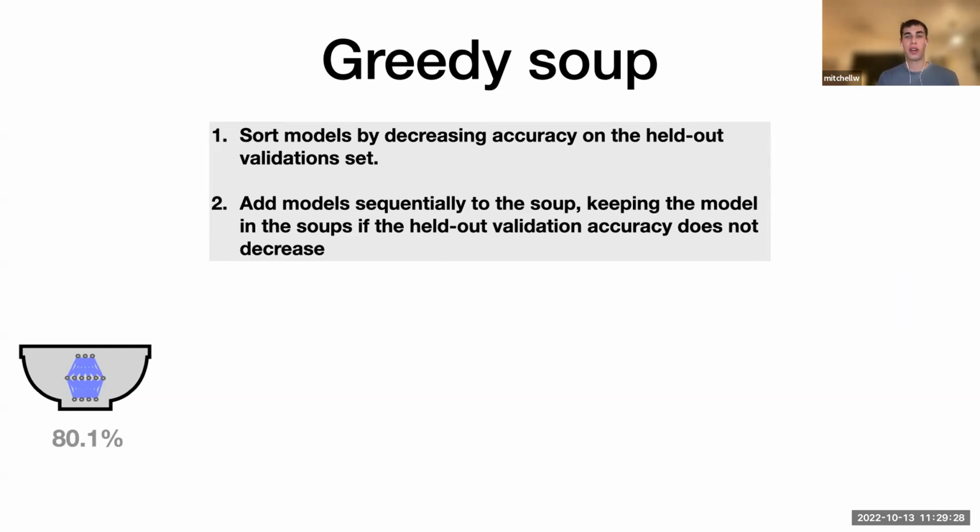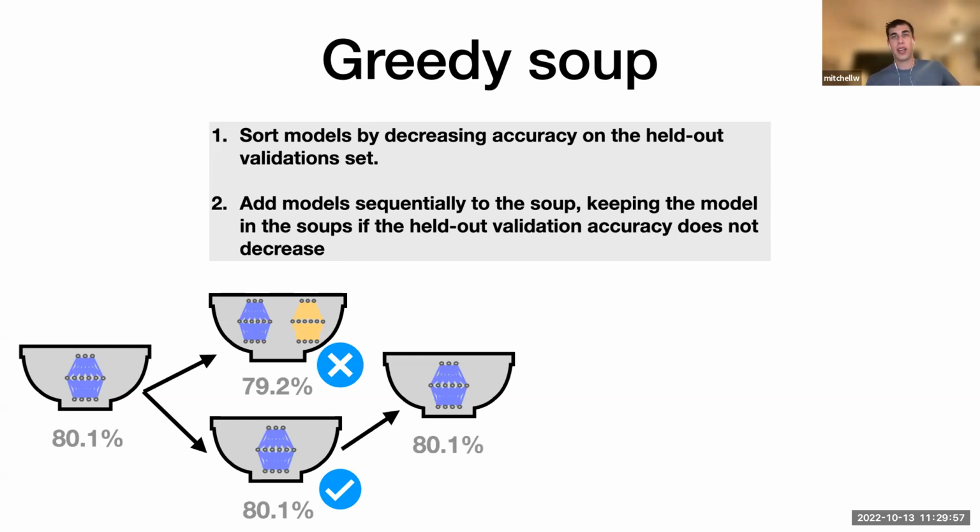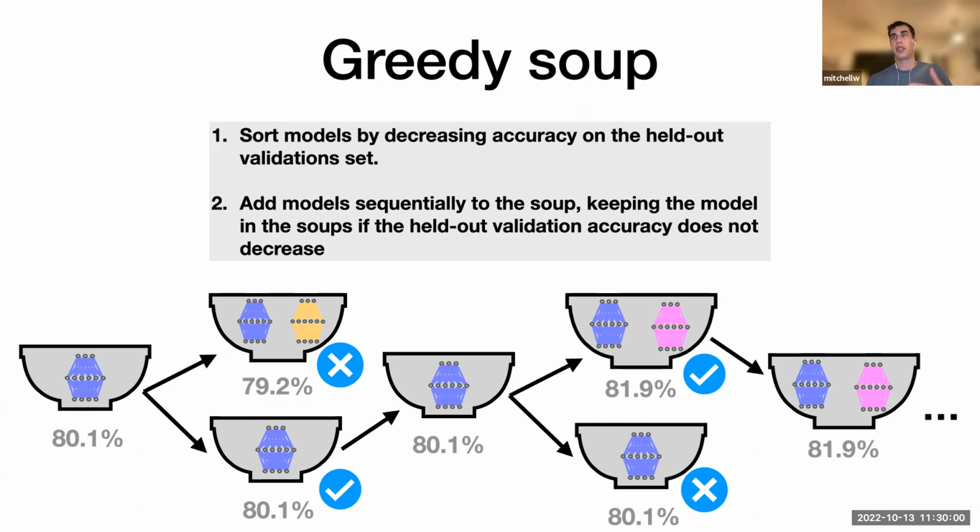What you do is you first evaluate all models on the held out val set, and then you sort them by decreasing order of accuracy on this held out val set. Then you add models sequentially to the soup, keeping a model in only if performance on the held out val set does not decrease. So we start here with our best performing model, and then let's say we add in this yellow guy, and we see that accuracy actually decreases, so we don't like that. So we go back to our original and proceed. Now we add in a pink one and accuracy improves. So now we're going to keep that model in the soup and then we keep going. So that's the greedy soup procedure.